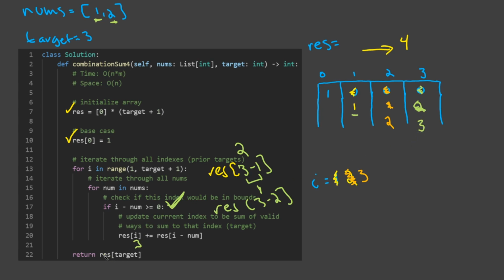And then after that, we just return the result at target. So result at index 3 is 3, and that is correct. There are 3 distinct ways to make 3 by using 2, 1, 1, 2, and 1, 1, and 1.